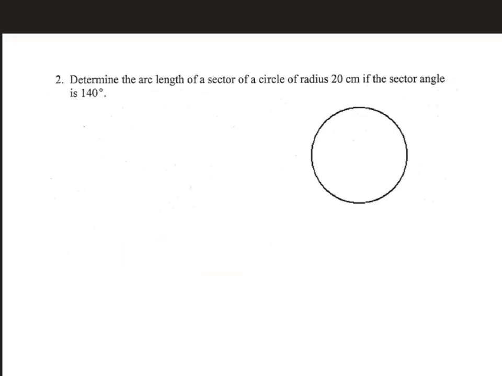Our next problem, I'd like you to give that a read. Determine the arc length of a sector of a circle. So now we have to come up with arc length. At the very least, we understand how we can break down a sector. Maybe I start here, and now I have to rotate 140 degrees. Well, that would put me maybe somewhere around there. This angle would then be 140 degrees. The radius of the circle is 20 centimeters.